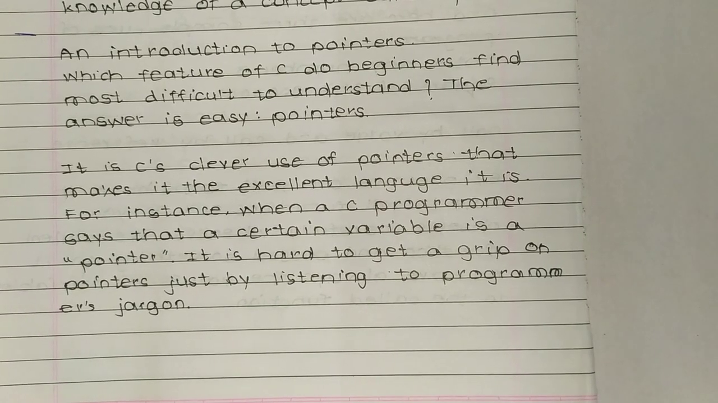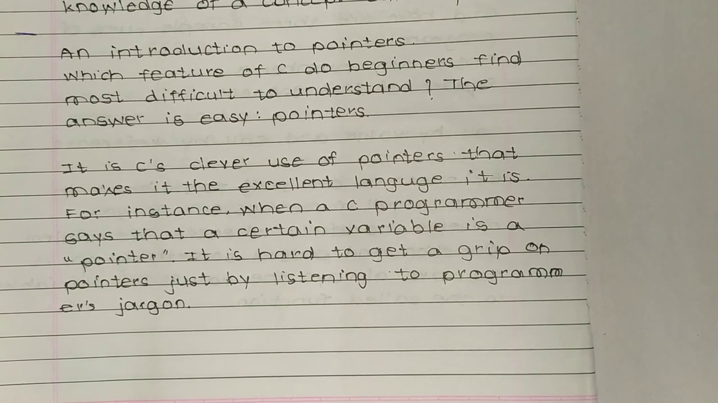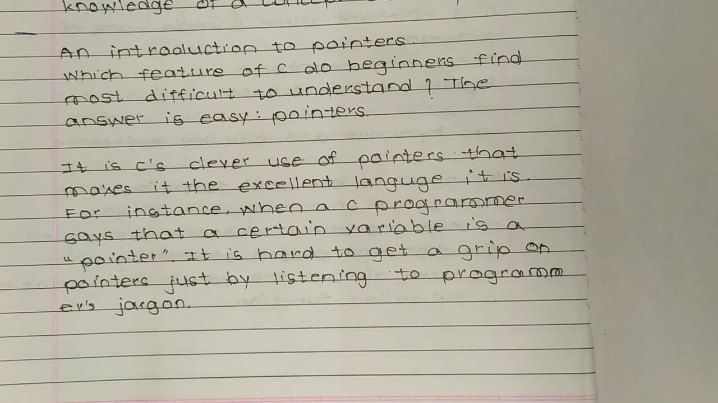An introduction to pointers. Which features of C do beginners find most difficult to understand? The answer is easy: pointers. Pointer is a very difficult feature of C. It is C's clever use of pointers that makes it an excellent language.